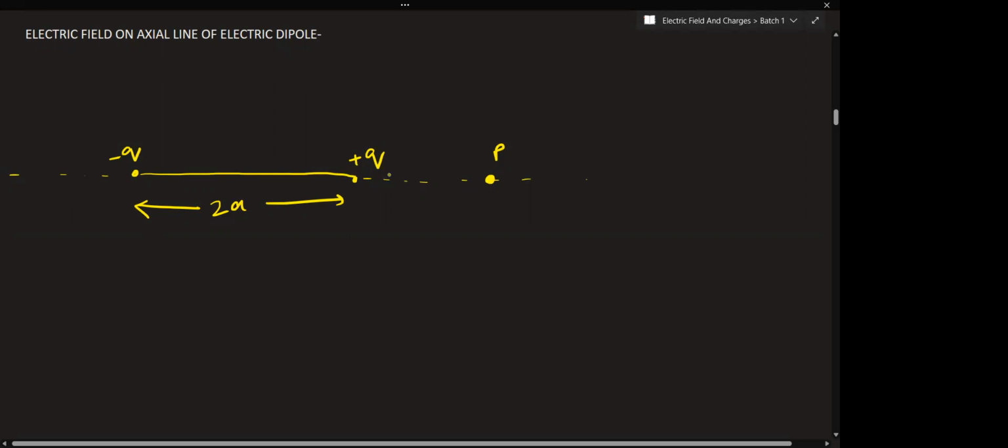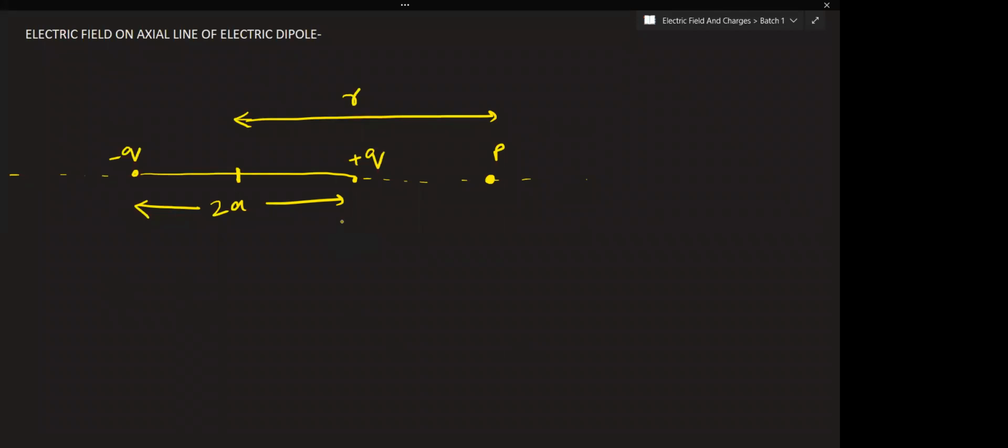So let P be a point on the axial line, and let's take the distance from the center of the dipole to this point as r. So 2a is the separation, a will be half of it, but from the center of the dipole to the point, we have taken this separation as small r. All right. So this is the condition. Now see, we have to calculate the electric field.